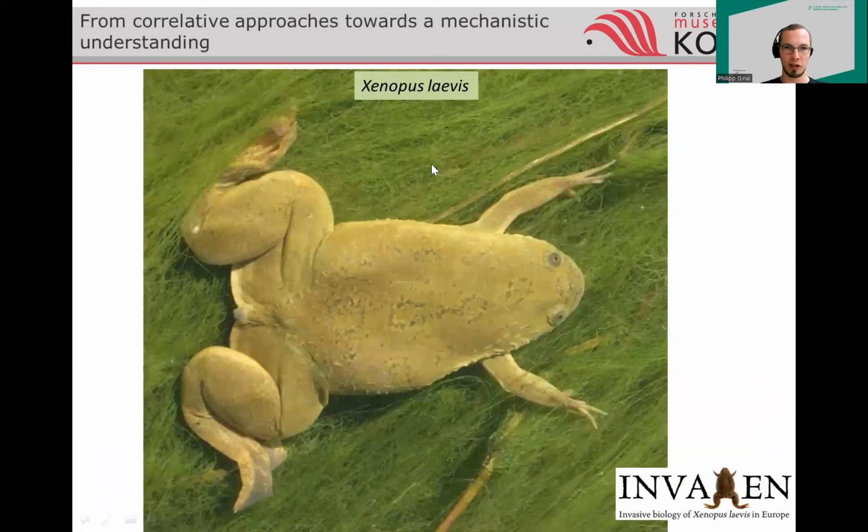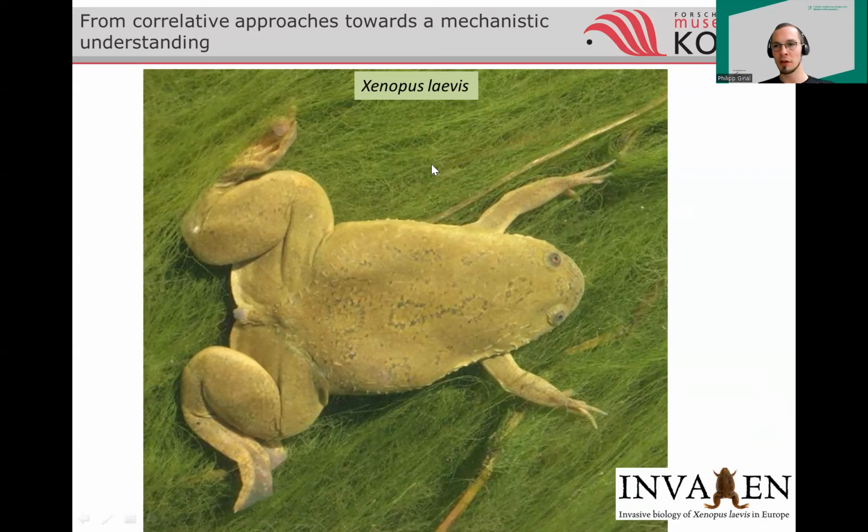This is Xenopus laevis, the African clawed frog. Xenopus is native to sub-Saharan Africa, but it was distributed all around the world, and now you can find it on 5 different continents. So you can find it in Africa, in North America, in South America, in Asia, and in Europe. And in Europe, you can find it in Sicily, France, and Portugal.